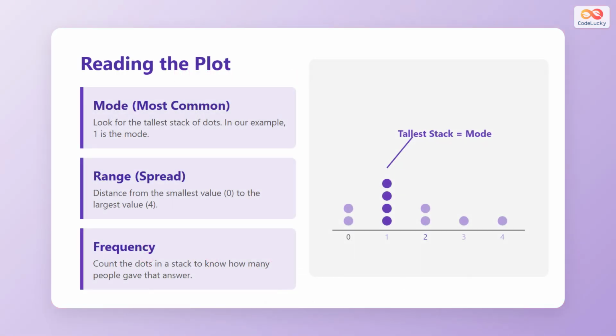Now that we have built it, how do we read it? We look for the tallest stack to find the mode, which is the most common answer. In our case, one sibling is the mode. We can also see the range, which is the spread from the lowest value 0 to the highest value 4. The height of each stack represents the frequency of that value.